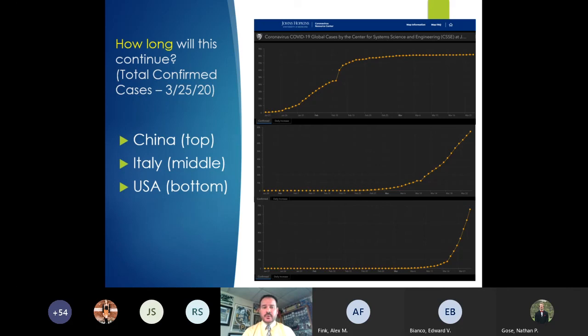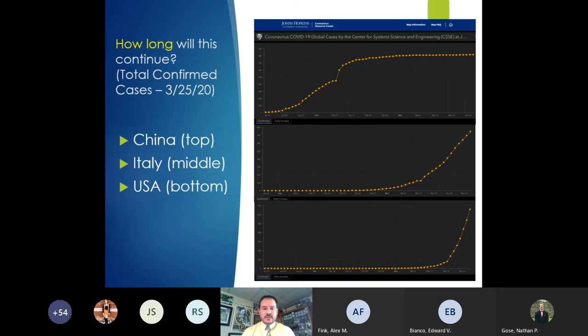Okay, so here's some questions that everybody wants to know. And we'll finish with these last few slides. How long is this going to continue? Well, here's the latest data. And this is from Hopkins with their coronavirus map and their data. So these are the top 3 countries, and we're right now 3rd. So China is at the top, Italy in the middle, and USA at the bottom.